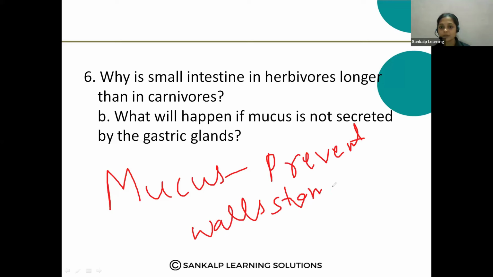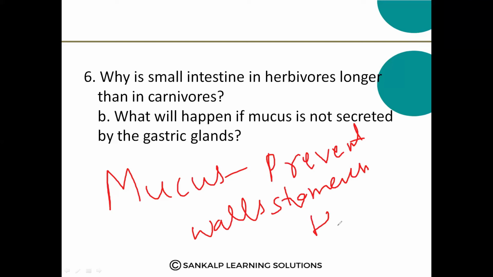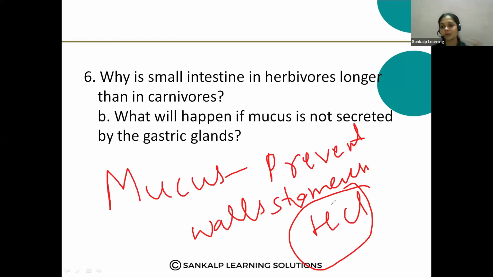HCl. Yes, HCl is the acid, right? So that may be harmful for the walls of the stomach. HCl may cause damage in the walls of the stomach. So this mucus is preventing the walls of the stomach from the HCl.